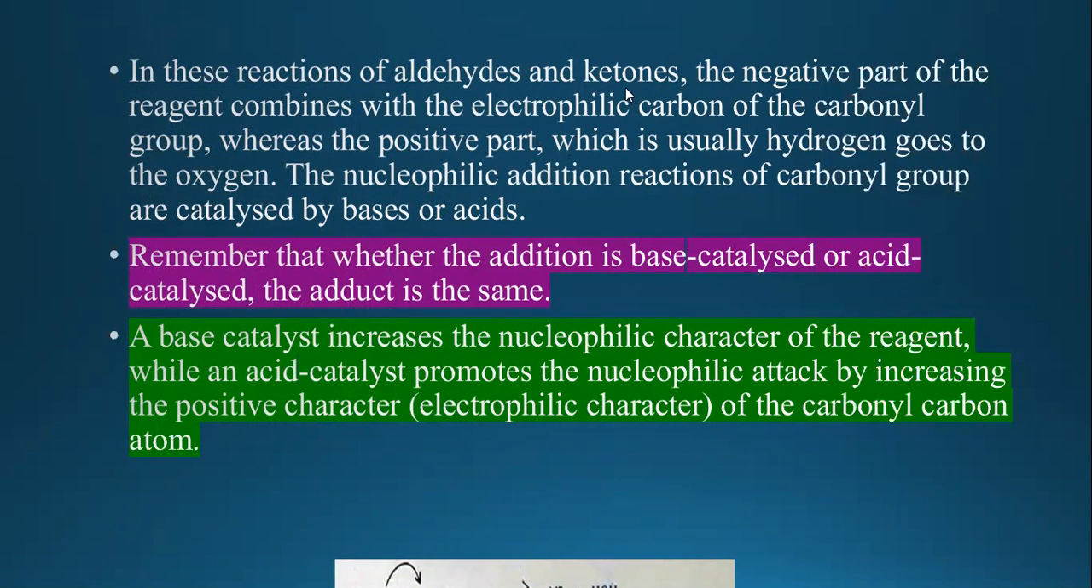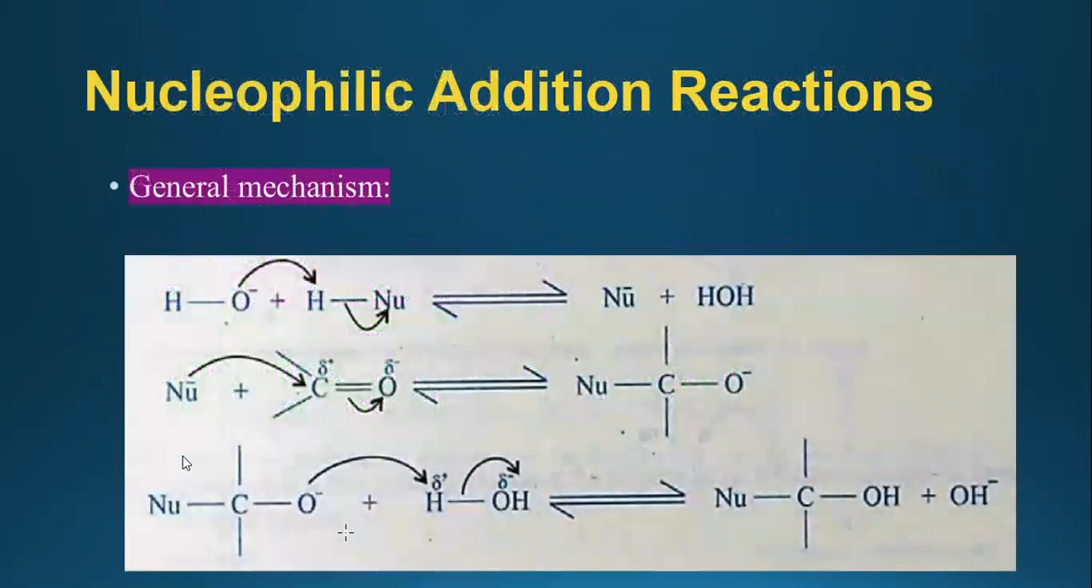In the reaction of aldehyde and ketone, the negative part of the reagent combines with the electrophilic carbon of the carbonyl group, whereas the positive part, which is usually hydrogen, goes to the oxygen atom, and the nucleophilic addition reactions of the carbonyl group are catalyzed by both acid or base. And the most important point is that whether the addition is base catalyzed or acid catalyzed, the adduct, that is the final intermediate, will be the same. But you have seen the most important point, that a base catalyst will increase the nucleophilic character of the reagent, while an acid catalyst promotes the nucleophilic attack by increasing the positive character of the carbonyl carbon atom.